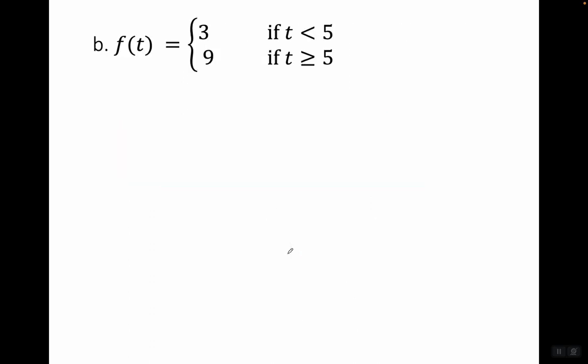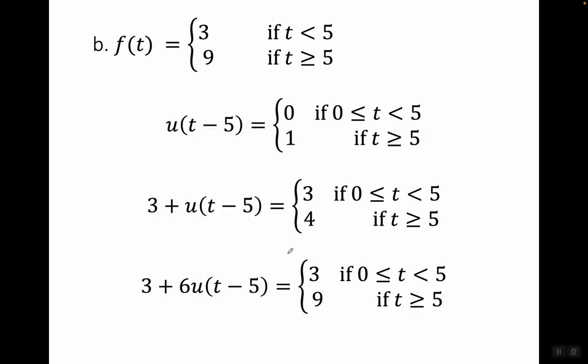Let's express this in terms of the Heaviside function. F of t equals 3 for t less than 5 and 9 for t greater than or equal to 5. Okay, so here again is the Heaviside function. We don't want this to be 0 and 1. We want it to be 3 and 9. So let's just add 3. If you add 3 to the Heaviside function, now we've got 3 for t between 0 and 5 and 4 for t greater than or equal to 5, which is close. We just don't want it to be 4. We want it to be 9. So we just need to multiply this by a constant. 3 plus 6 u of t minus 5. It's going to be 3 between 0 and 5, and it's going to be 9 if t is greater than or equal to 5.